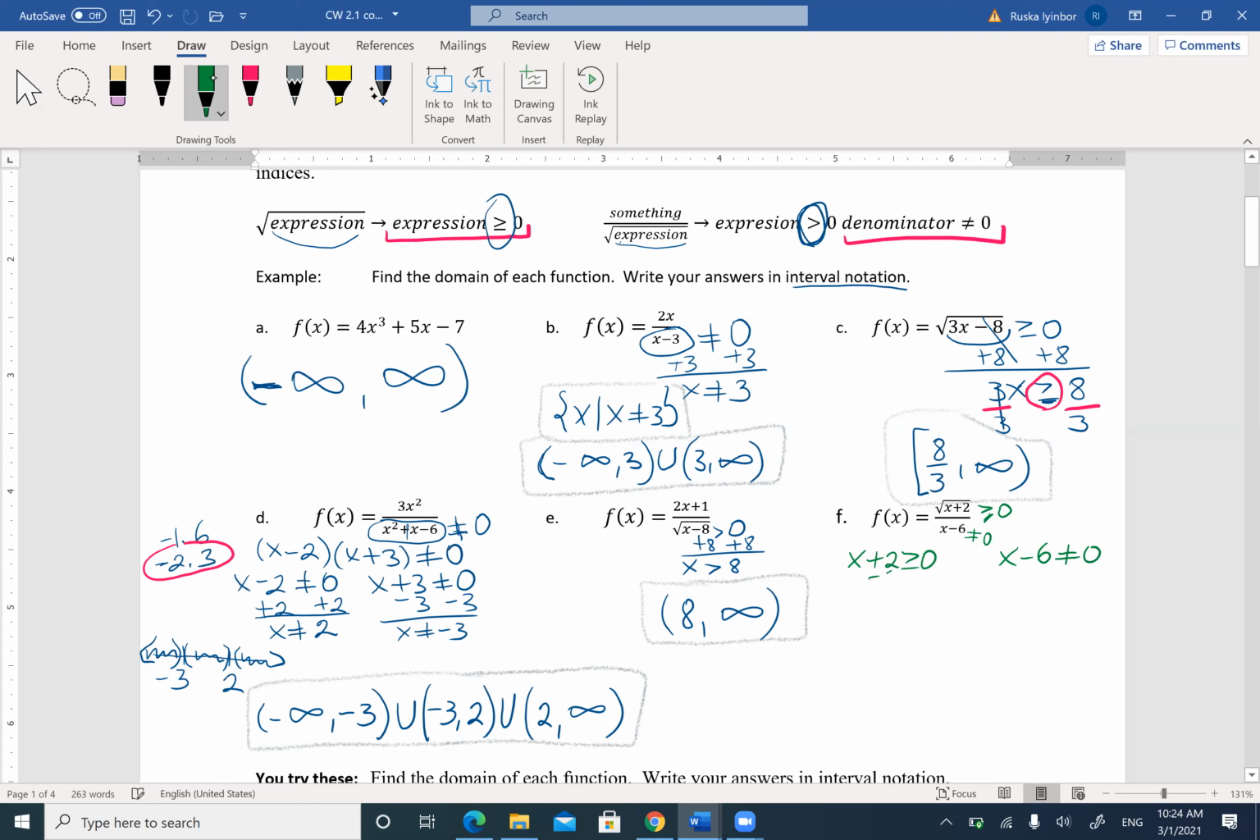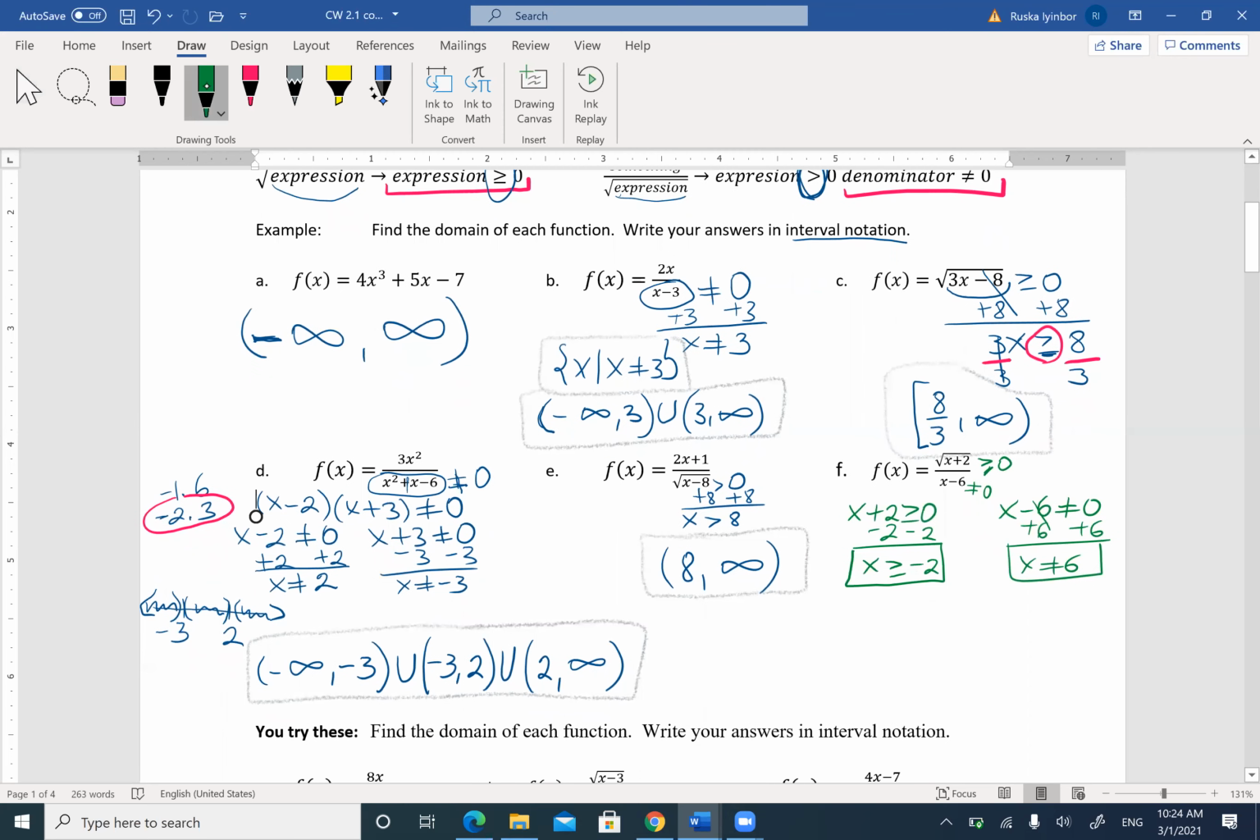So the first one, you're going to solve by subtracting 2. That gives me x is greater than or equal to negative 2. That's the first restriction we have. And then for the second one, you're going to add 6, and you're going to get x is not equal to 6. So from here, we're going to put this together. The easiest way to do that is to put it on the number line. So on the number line, I have negative 2 and I have 6.